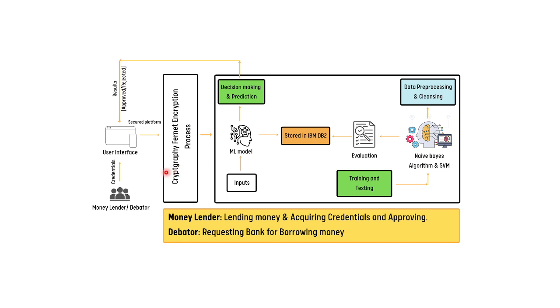First of all, the user is entering their credentials. After that, the details will be sent to the ML model for application approval. The application will be approved only when the ML model is satisfied with the credentials of the user. That's when the user will get approved.